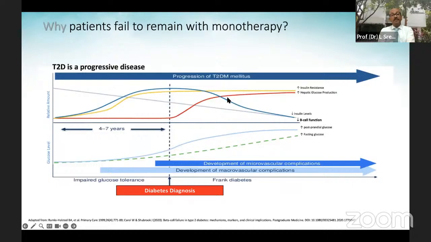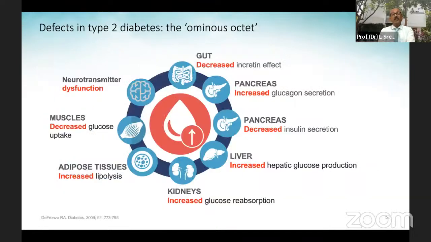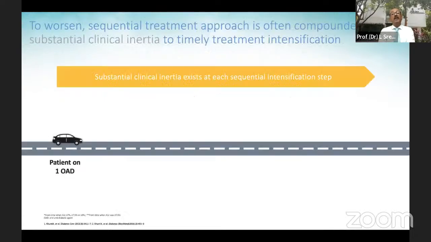Why do patients fail to remain controlled with a monotherapy? Of course, apart from lifestyle, diabetes is a progressive disease, where beta cell function deteriorates over a period of time, and thus the requirement of drugs goes up. Now, the basic defects, we know the ominous octet, the 8 defects identified by the famous Dr. DeFronzo. So, addressing multiple defects would require a combination approach, because you cannot do this with a single drug.